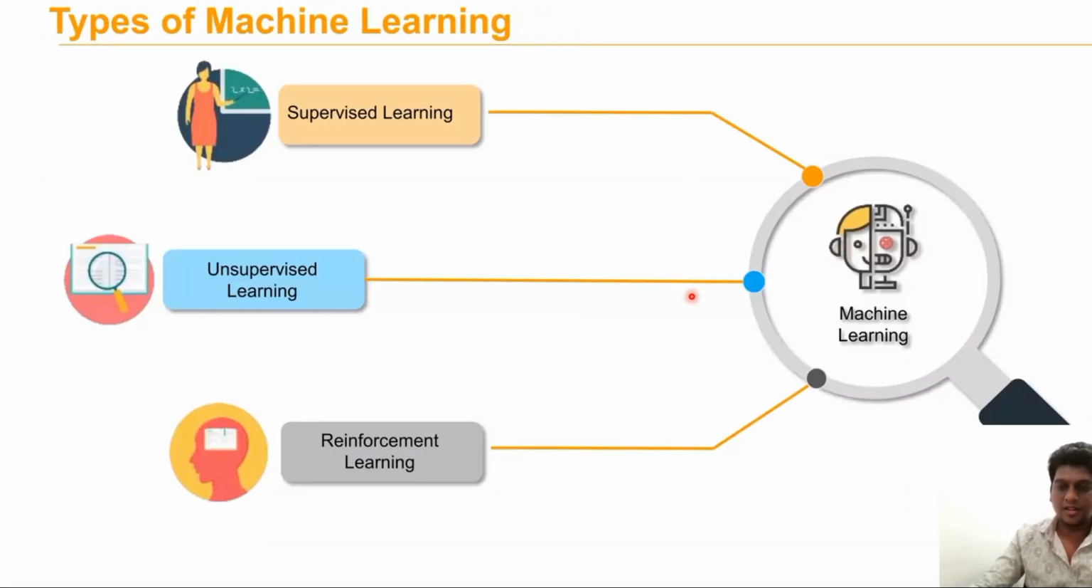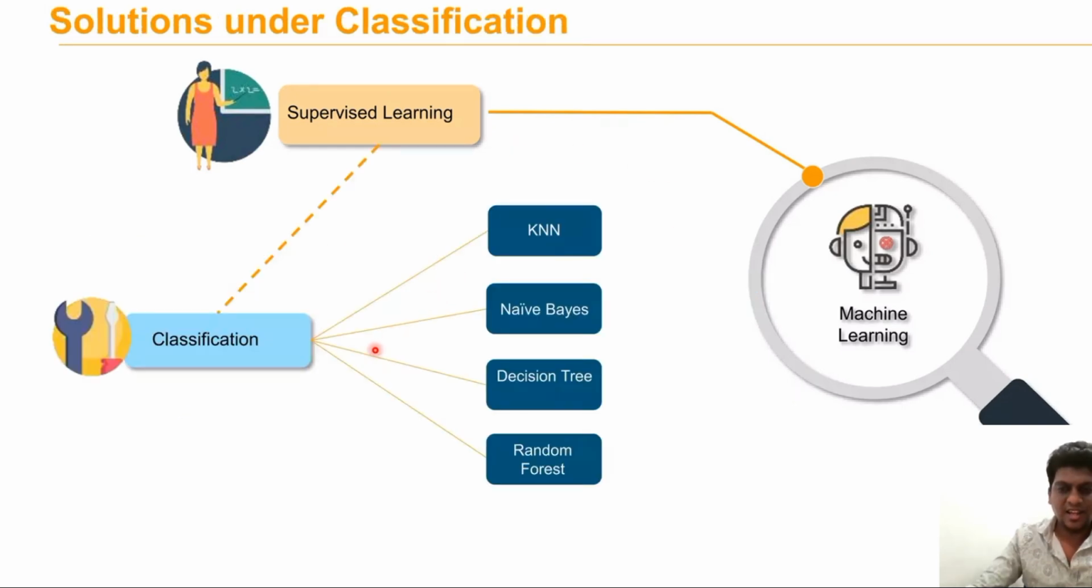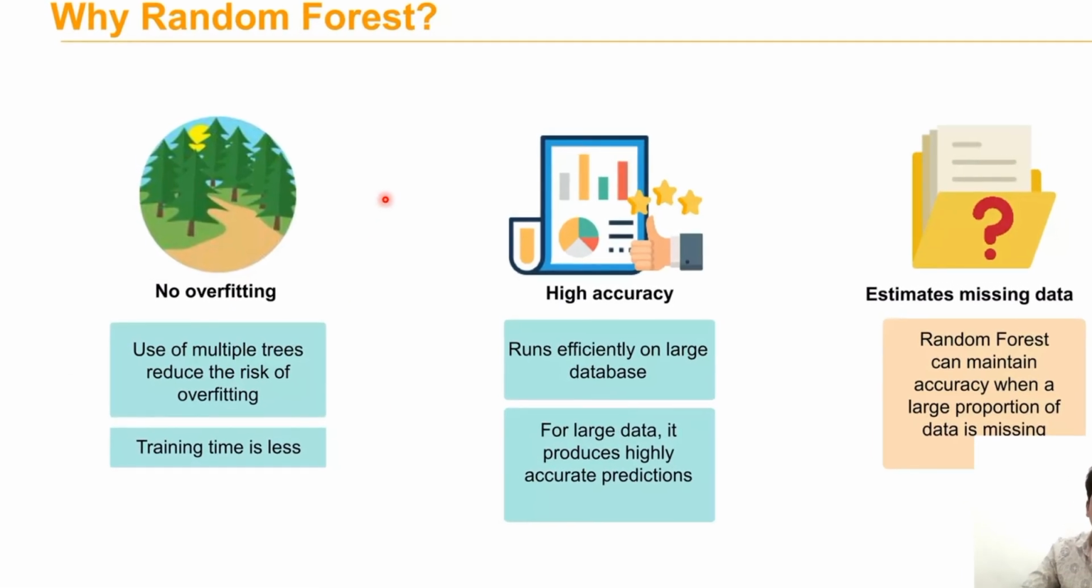Types of machine learning: supervised learning, which uses labeled data. Classification is divided into 4 types: k nearest neighbor, naive Bayes, decision tree, and random forest. Now we go for random forest.